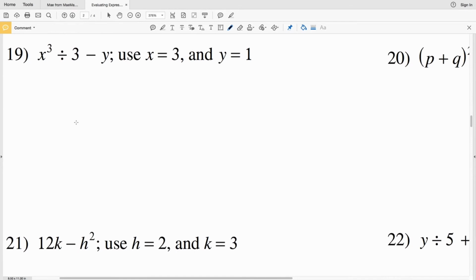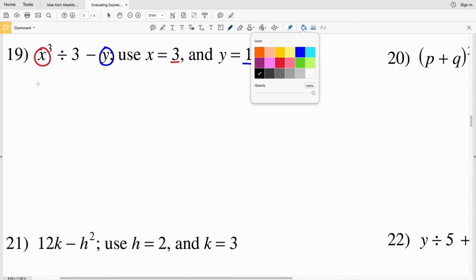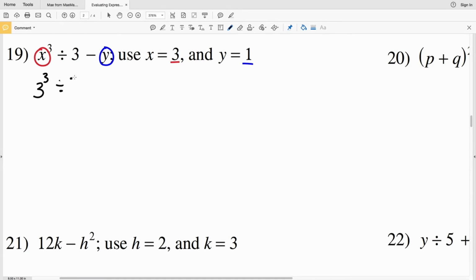Number 19 says x cubed divided by 3 minus y. We're plugging in 3 for x, and for y, we're going to be plugging in 1. So this is going to be 3 cubed divided by 3 minus 1. Start with the exponent, because it goes parentheses, exponents, multiplication and division, and then addition and subtraction.